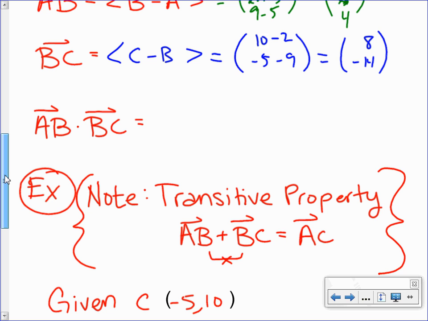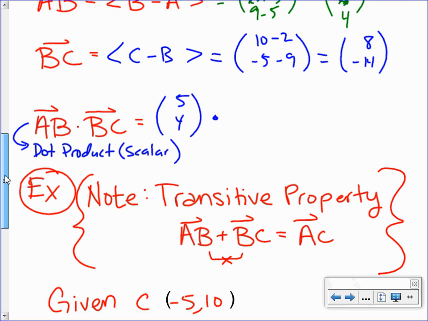Okay. All right. This, my dears, right here is called the dot product. And the answer to a dot product will be a scalar. So, if you are taking the dot product of 2 vectors, your answer is not a vector anymore. It's just a number. Let me show you how it works. We know that AB is 5, 4, dot BC is 8 and negative 14.